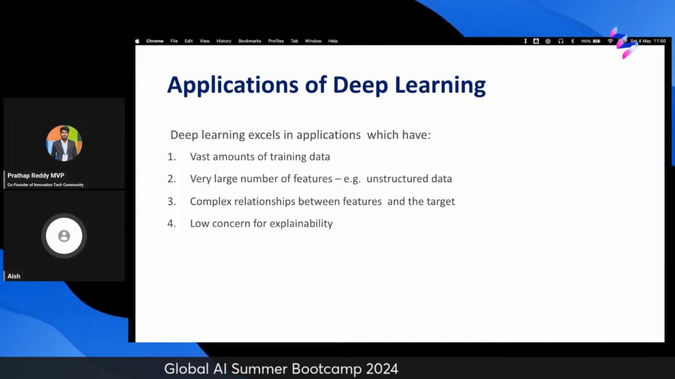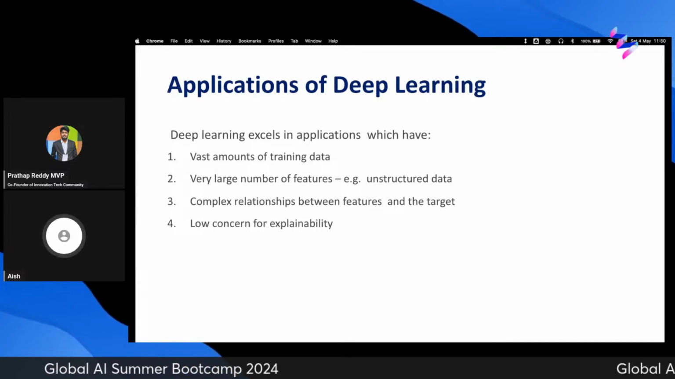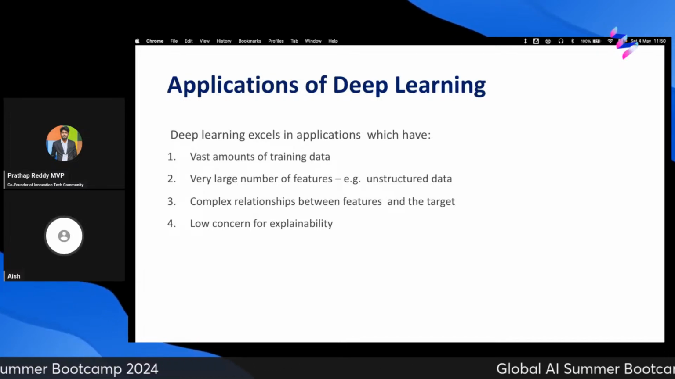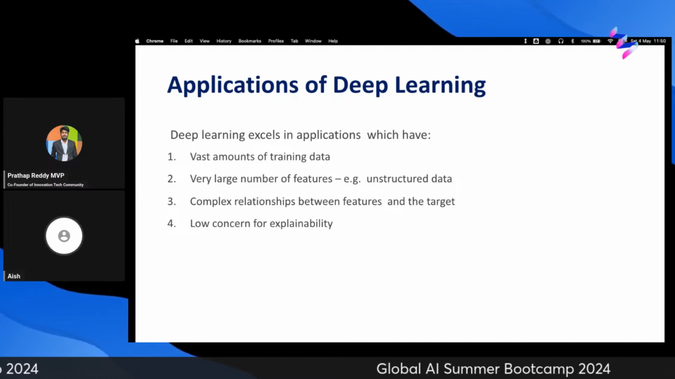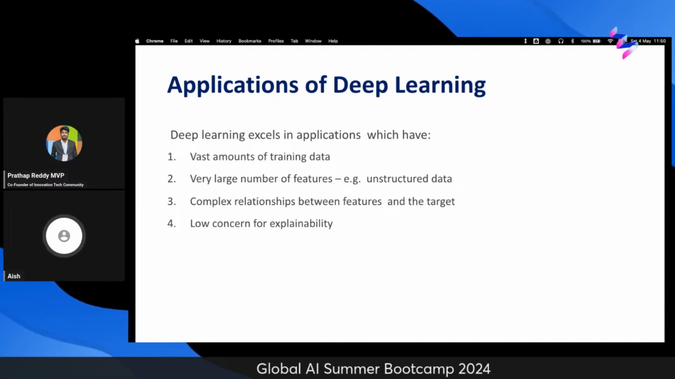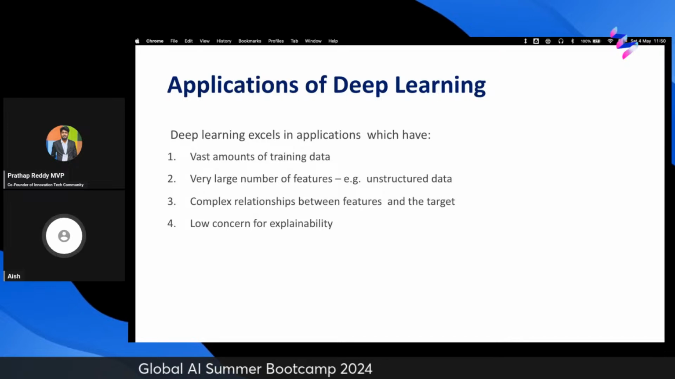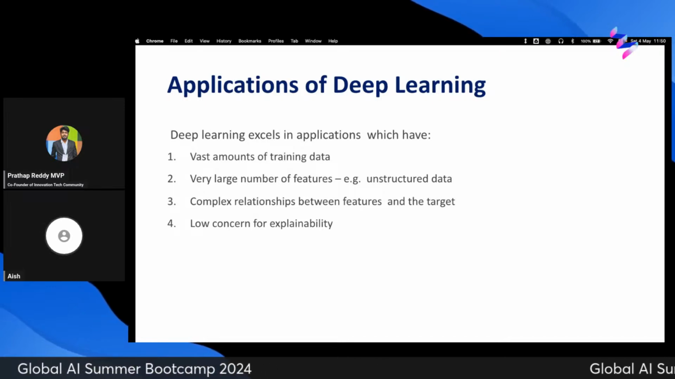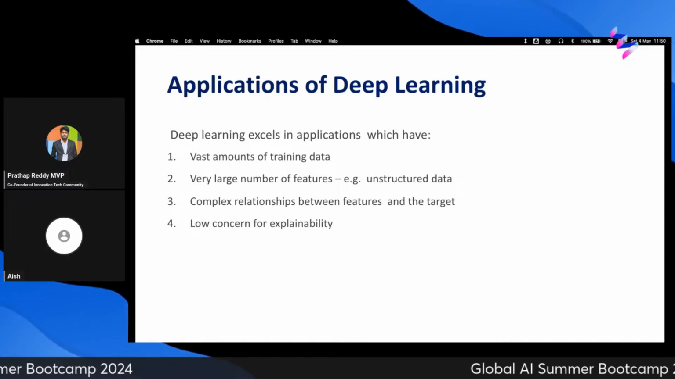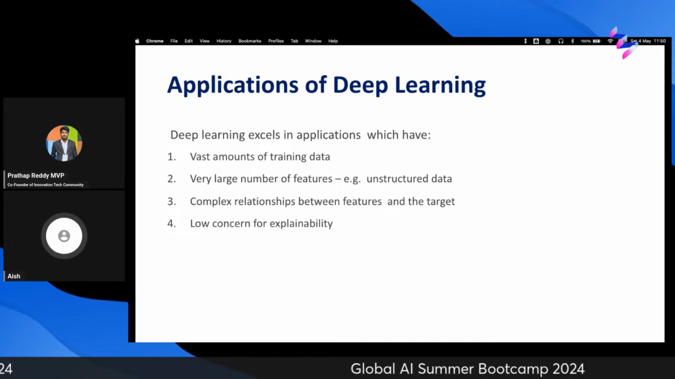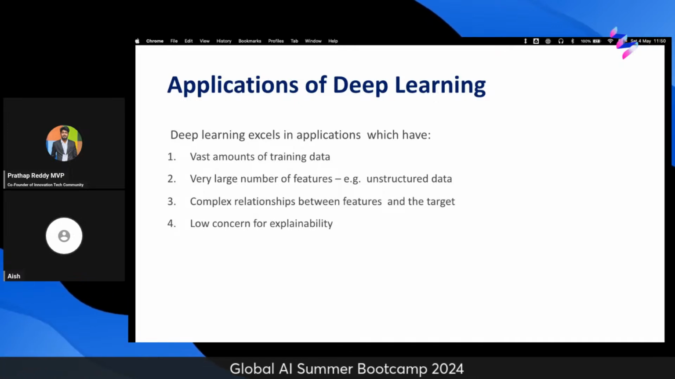Okay, so when to use deep learning? It is generally used when you have a very large amount of training data, when you have a lot of unstructured data, where the relationship between the features and target is very complex, and where you don't need to explain your reasoning much. So there is less explainability.